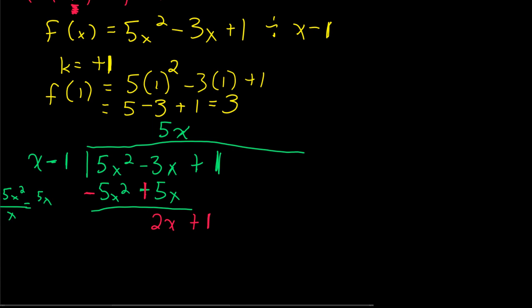Keona asked, do we need to add the 0x cubed? In this case, no. This is only a degree 2. And I'm using a degree 2 because it shows the remainder theorem quickly. And I think I'll do a longer one afterwards also. So this is my new leading term.